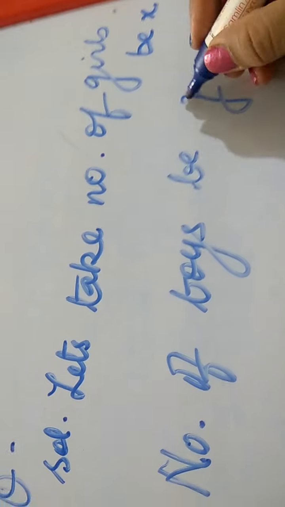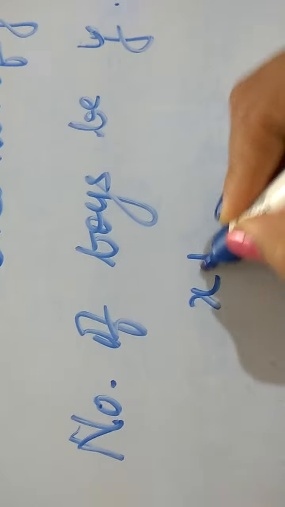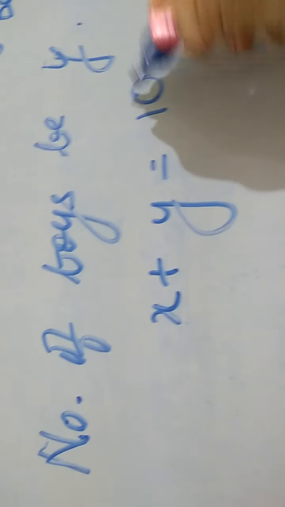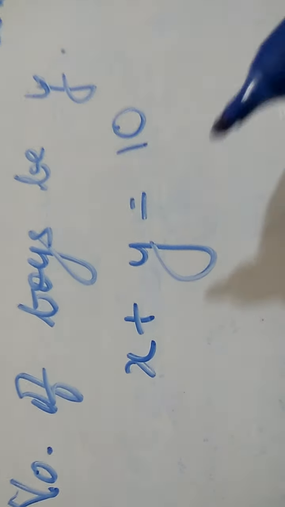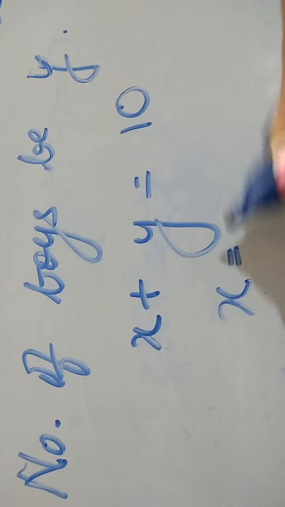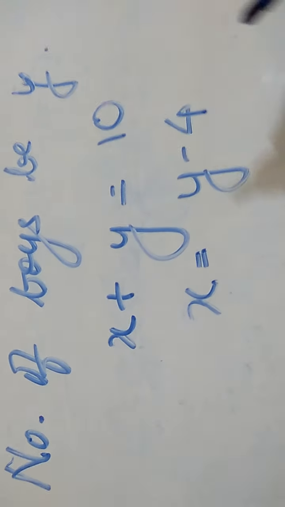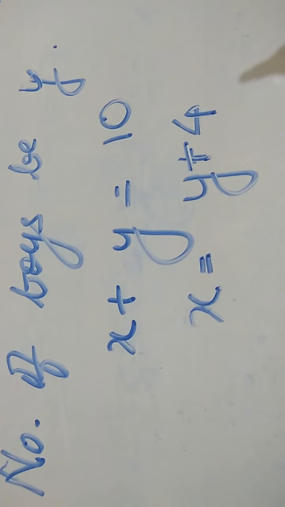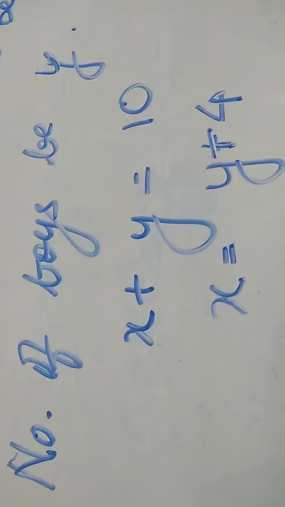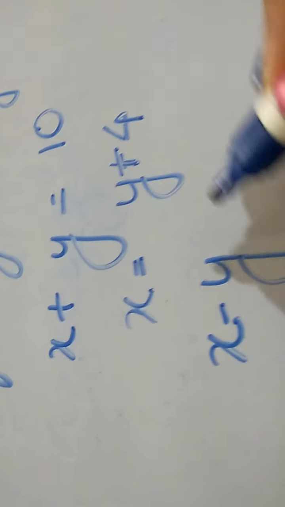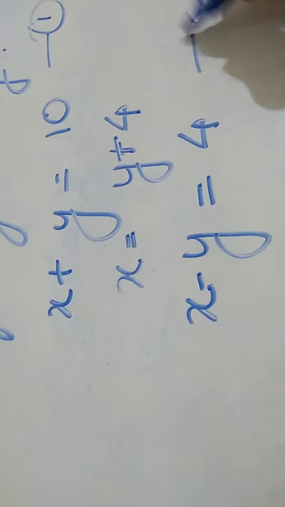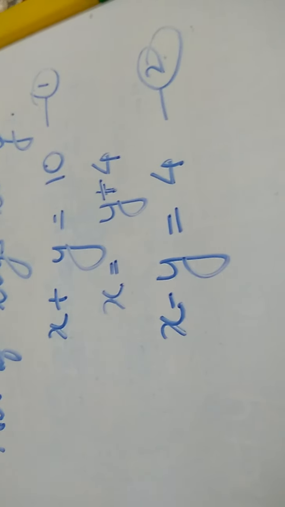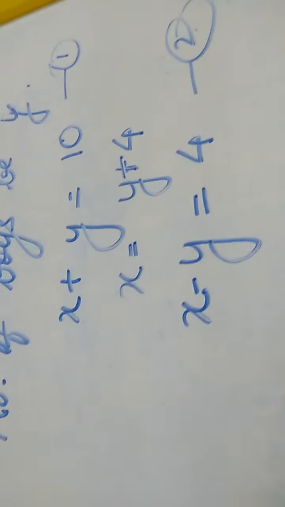Then the first equation that we can form is x plus y equal to 10, and the second equation is: the number of girls is 4 more than the number of boys, so x is equal to y plus 4. I'll take y to this side to put it in the standard form, so the equation will become x minus y equal to 4. So these are the two equations, x plus y equal to 10 and x minus y equal to 4.